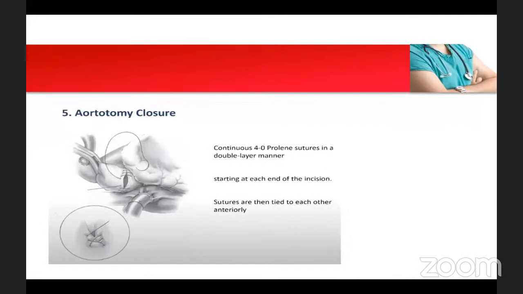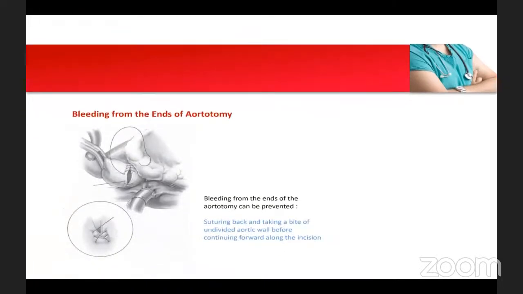Moving to aortotomy closure, it's usually accomplished using continuous Prolene in a double layer fashion, starting at each end of the incision, and the sutures are then tied to each other anteriorly. To avoid bleeding from the end of the aortotomy, take bites of the unincised aortic wall, or take a few bites behind the start of the incision, or simply use a pledgeted suture at each end.